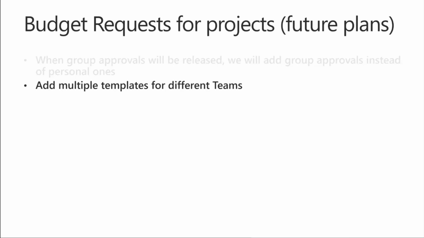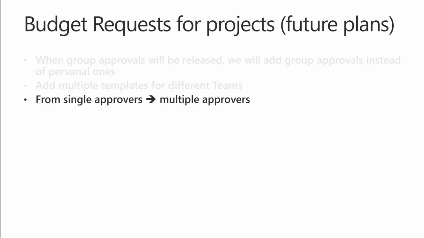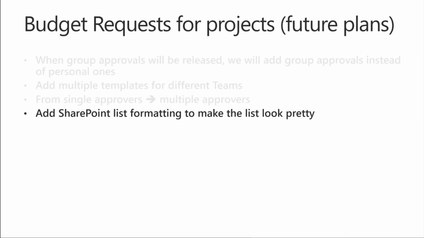We want to use multiple templates for different teams. The templates are really easy to use, and you can create cool templates to make sure that for different project teams, you have different scenarios, of course. From single approvers to multiple approvers, that's one as well. And I would like to have SharePoint list formatting to make the list look pretty, because it's now really an ugly looking list for me as well. And that's also something we are actually planning on.